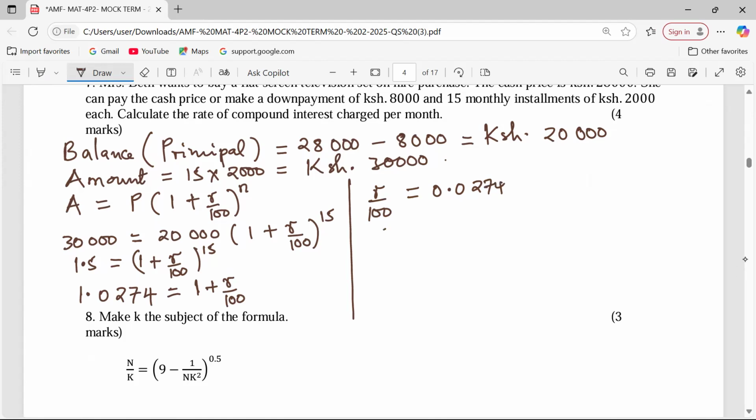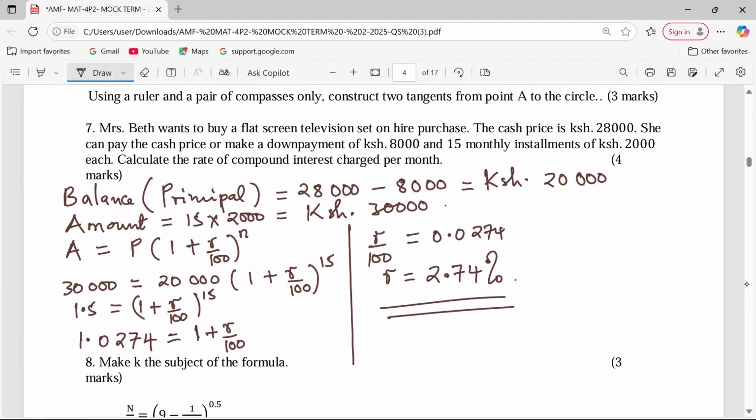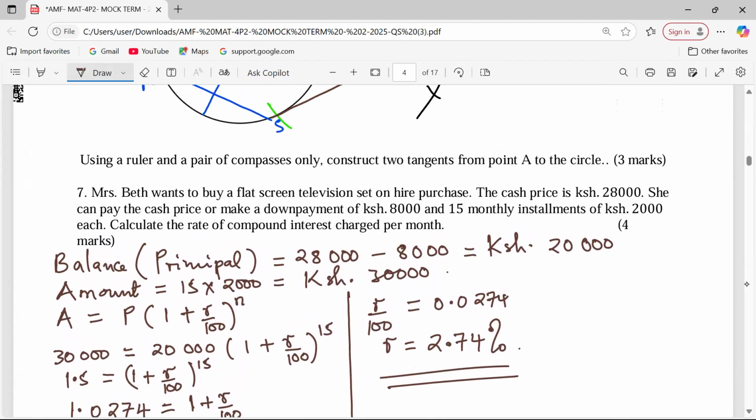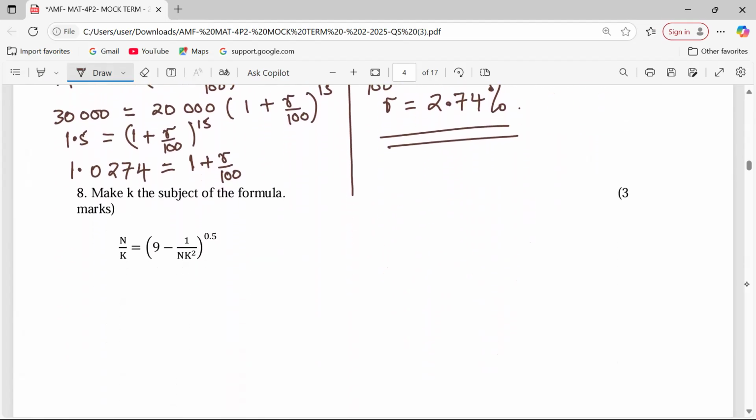0.0274. So how do I remain with R? By multiplying by 100 both sides. So this becomes 2.74%. This is now the monthly percentage rate of compound interest according to the business transaction above. So that's how we work out such a question. Well executed. Kindly follow up and understand what is happening.